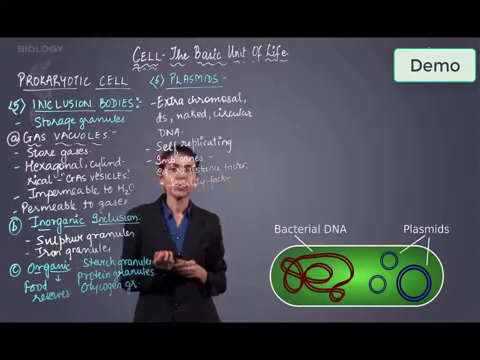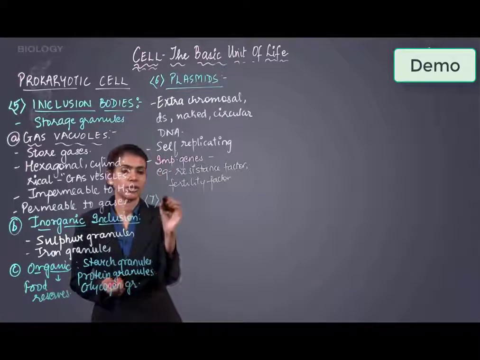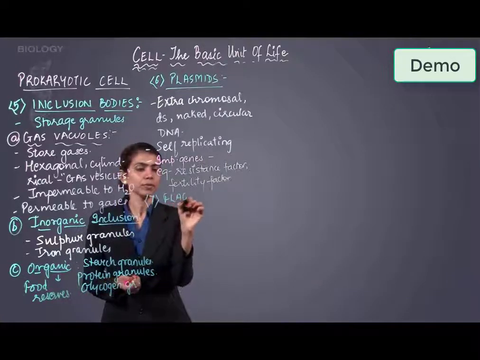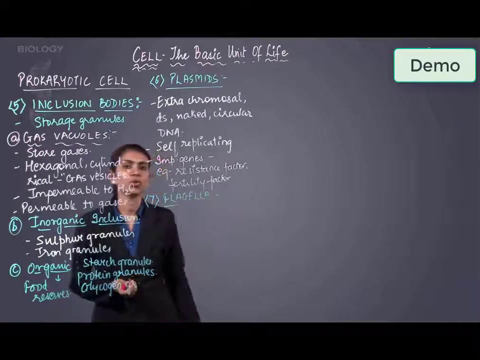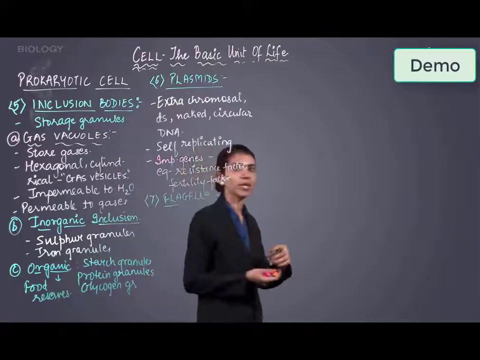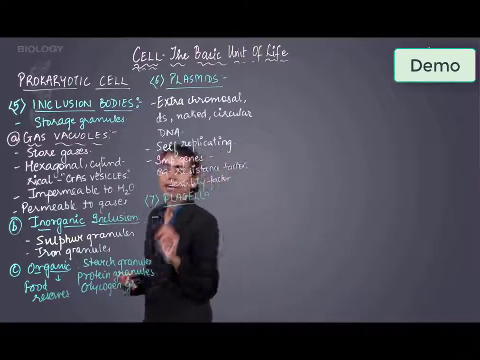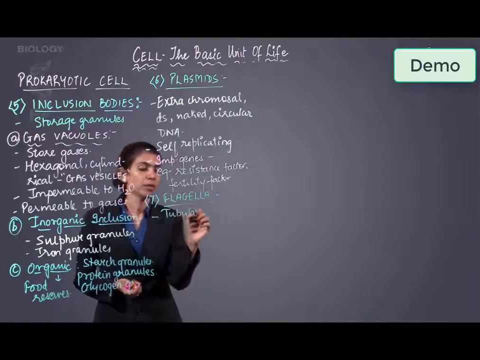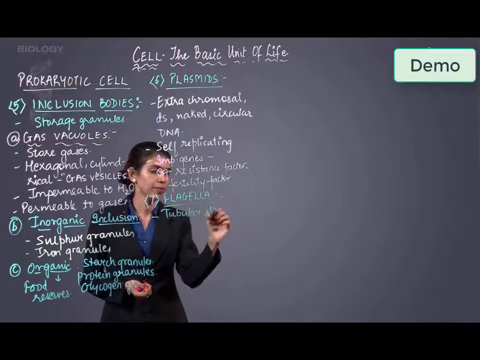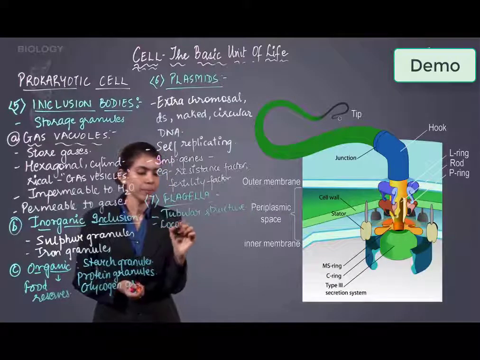The next structure in the prokaryotic cell is number 7. Let us talk about the flagella. As I mentioned in the beginning, flagella are locomotory structures. They help the bacteria to be motile, to move about. So these flagella are actually tubular structures, or I can say tubular filamentous structures, which are responsible for locomotion.